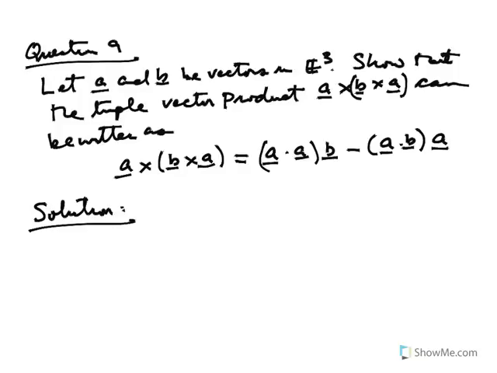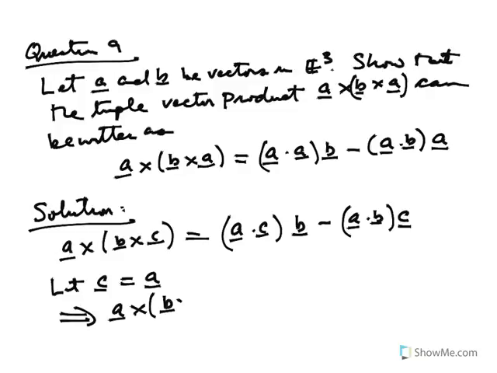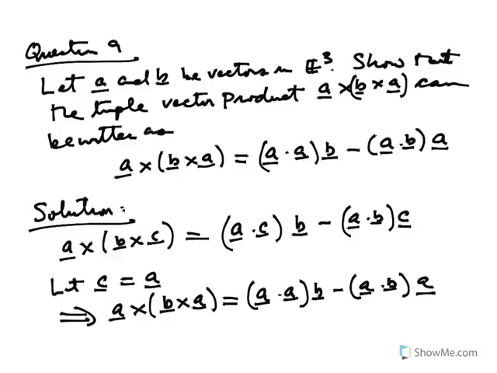We know that the triple vector product can be written as A cross B cross C for three vectors A, B, and C is equal to A dotted with C times B minus A dotted with B times C. So if we let C equal A, then we obtain A cross B cross A is equal to A dotted with A times B minus A dotted with B times A, which shows the result.